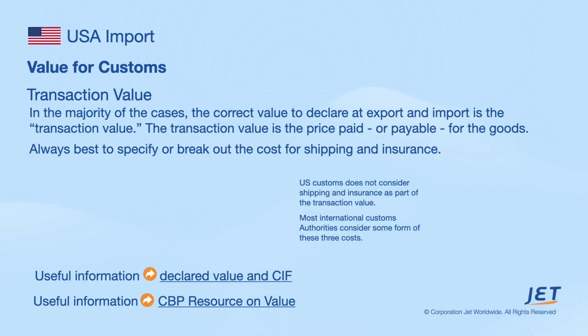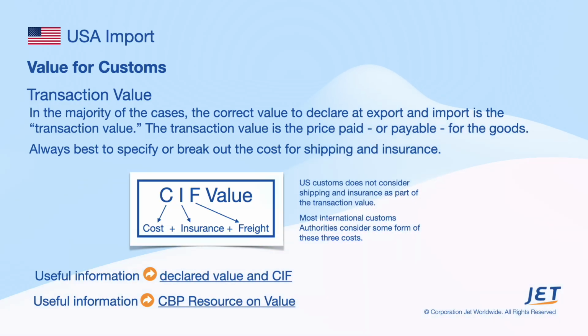The best practice is to include the CIF value on the commercial invoice. The term CIF refers to breaking out the cost of the goods, the C, from the insurance and freight, the I and the F. U.S. Customs does not consider shipping costs as part of the transaction value. Breaking out the CIF values on the commercial invoice helps ensure you do not pay duty on the transport charges.